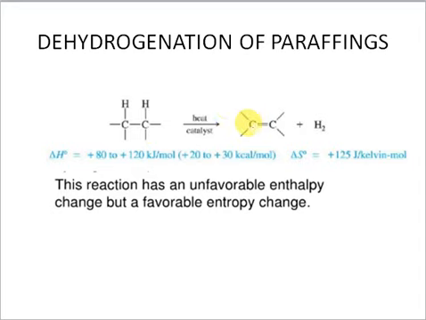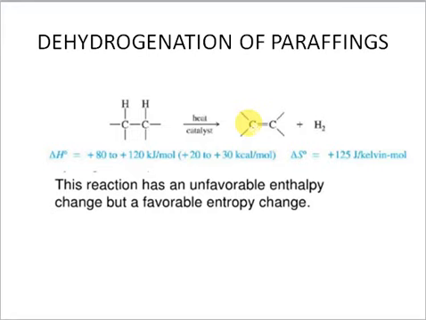Paraffins or alkanes can be converted into double bond compounds or alkenes either in the presence of heat or in the presence of a catalyst. You can see that the entropy for this reaction is positive and the enthalpy for this reaction is positive. Enthalpy positive means that the system has gained energy. If you know basic physical chemistry, whenever a system gains energy, it becomes unstable. Since the enthalpy of the system is increasing, the reaction is unfavorable. It's not favored by enthalpy.